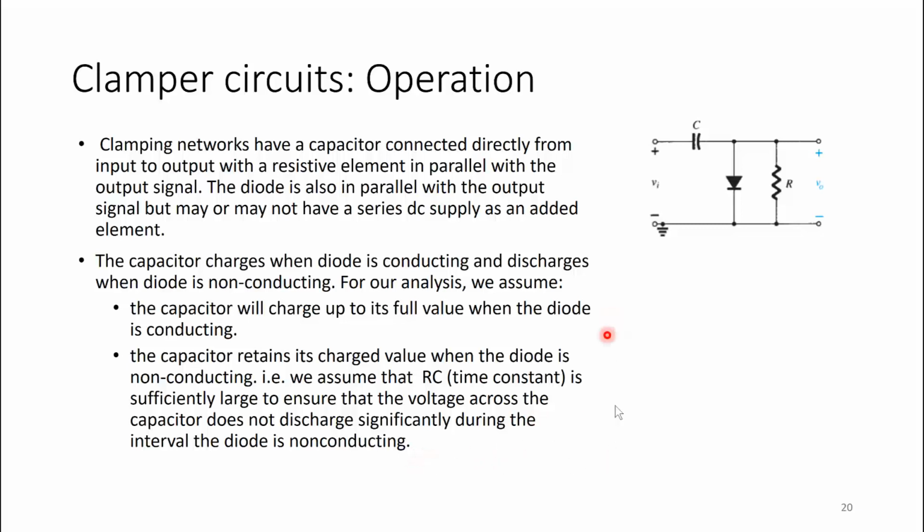So what's this all about? This is because our input signal is oscillating, positive, negative, positive, negative. So this capacitor will be charging and discharging and charging and discharging. So what it's saying is that when it charges, it will charge to the full amount, and when it discharges, it maintains that value that it has been fully charged to.